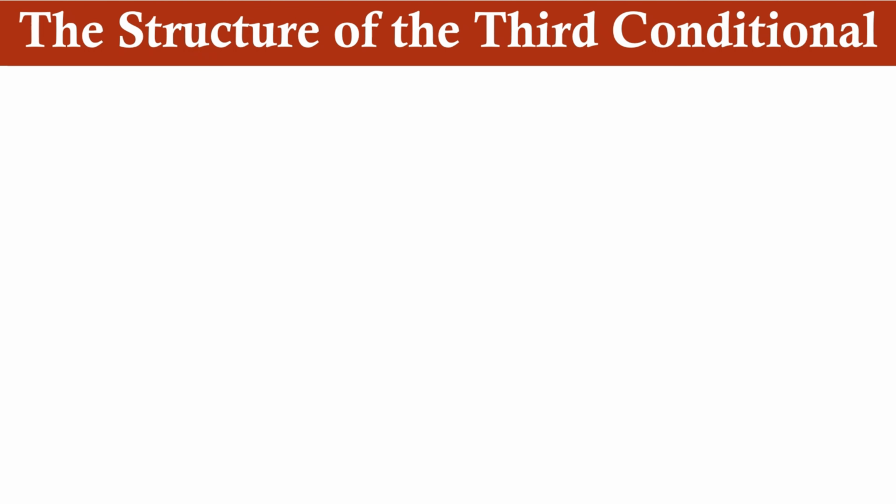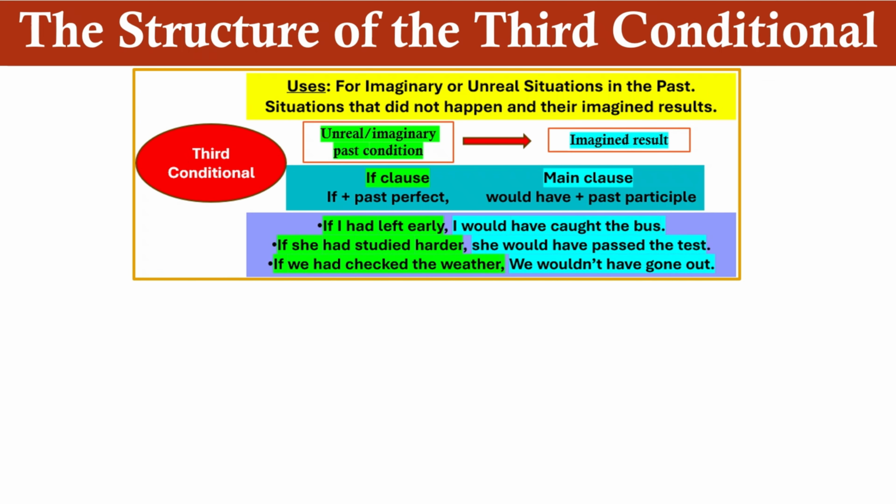Now let's look at the structure of the third conditional. We use this form to talk about something that didn't happen in the past and to imagine a different result. The if clause uses the past perfect and the main clause uses would have plus past participle. For example, if I had left early, I would have caught the bus. If she had studied harder, she would have passed the test. If we had checked the weather, we wouldn't have gone out.